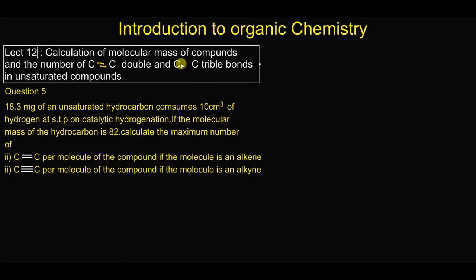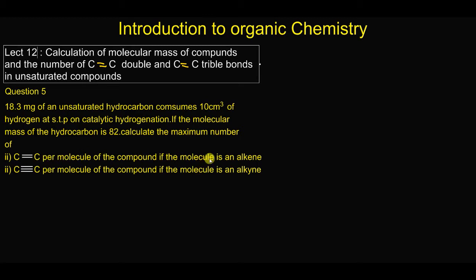So we are going to solve this question now quickly. It says that 18.3 milligrams of an unsaturated hydrocarbon consumes a certain volume of hydrogen at STP on catalytic hydrogenation. If the molecular mass of the hydrocarbon is 80, calculate the molecular formula of the compound. Here, calculate the maximum number of double bonds per molecule of the compound.